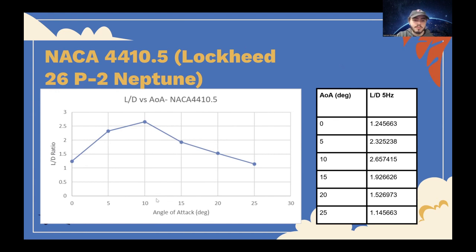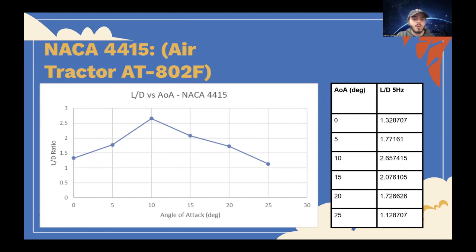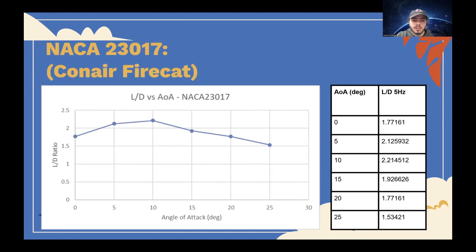over drag. And then NACA 4415, this is for the Air Tractor AT802F aircraft. This also peaked at 10 degrees angle of attack, and this was around 2.65 for the max L over D. And then NACA 23017, the Conair Firecat, also peaked at 10 degrees angle of attack, and this was about 2.214 for the max lift over drag.